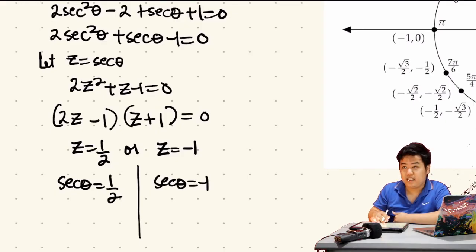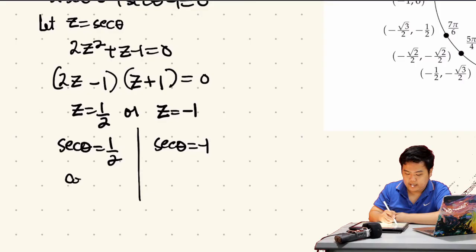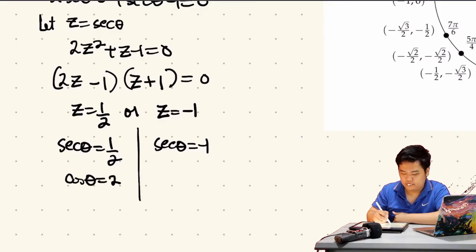Hindi tayo sanay sa secant, gawin natin cosine. So, the reciprocal is 2. Sa isa nga lang. But hindi ba suspicious din to? Kasi ang cosine theta, from negative 1 to 1 lang siya. Itong 2, wala sa negative 1 to 1. So, you cannot find any theta that will satisfy this equation. So, this part has no solution.